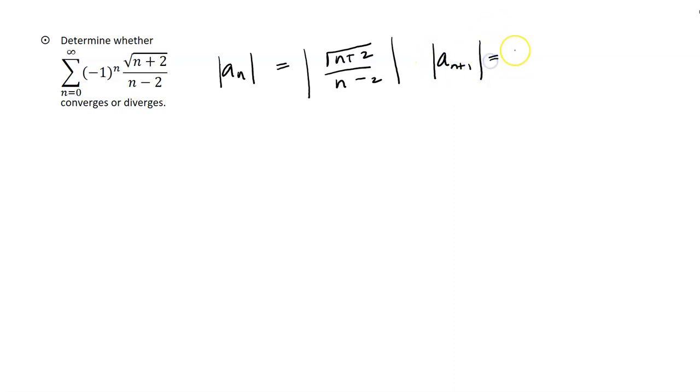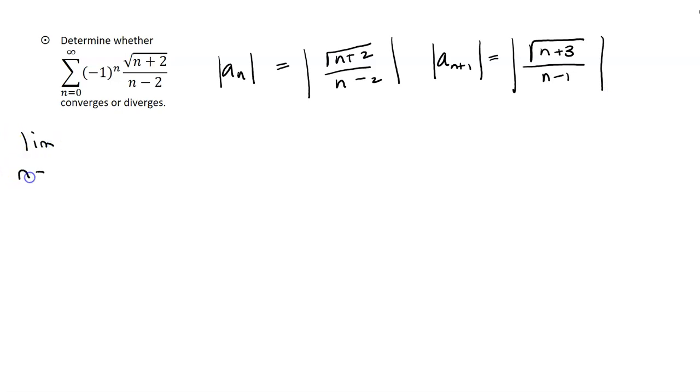Okay, let's look at the next one. Now, since we need an absolute value, I'm not going to worry about negative 1 to the nth power. I'm just going to look at the absolute value of a sub n, which will be the absolute value of the square root of n plus 2 divided by n minus 2. And the absolute value of a sub n plus 1, we're going to add 1 to the n's here, so that will be the absolute value of the square root of n plus 1 plus 2, n plus 3 in the square root. And n plus 1 minus 2 will give me n minus 1.